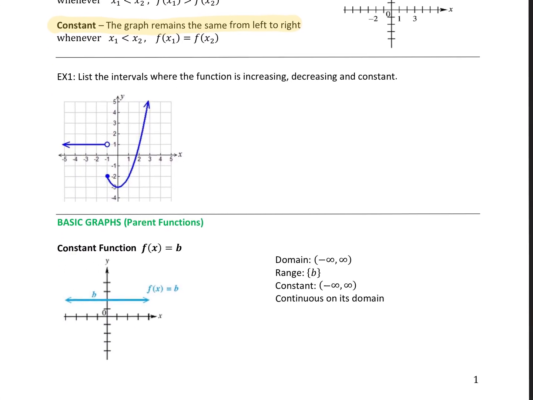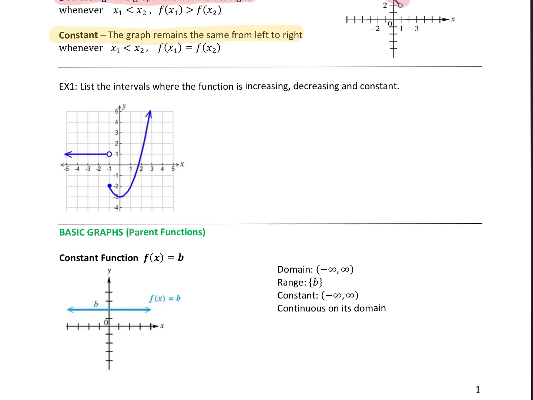So for example 1, list the intervals where the function is increasing, decreasing, and then constant. So let's just go ahead and draw on a graph where that happens. Well, this is the constant part right there. It's not changing. And then it decreases in this little piece right there. And then it increases in this piece right here. Again, remember, reading from left to right.